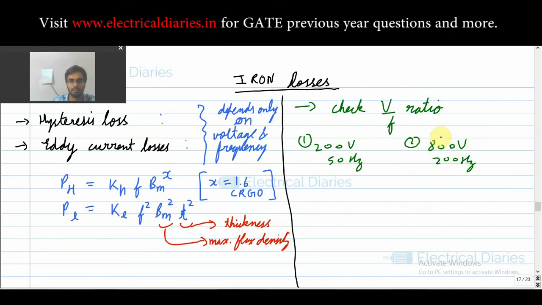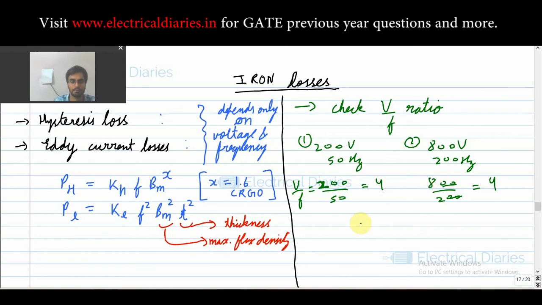What is the importance? I have told you these losses depend on voltage and frequency only, so always check the V by f ratio in any question of hysteresis and eddy current losses. Here V by f is 200 by 50, that is 4, and here it is 800 by 200, so again 4. So your V by f ratio is the same.